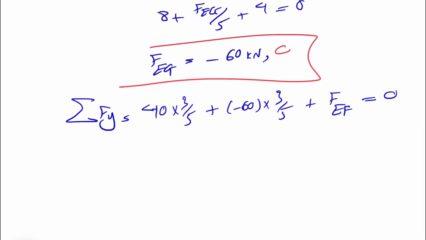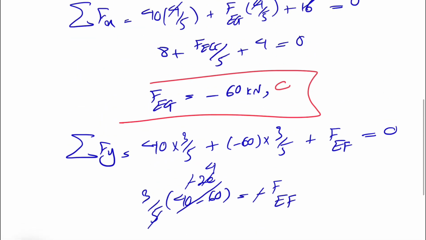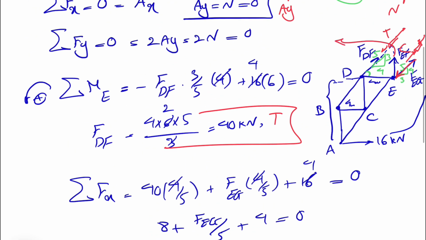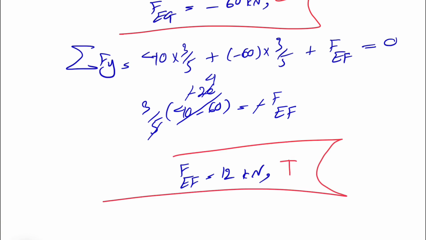And let's see what we're getting here. So we have 40 minus 60. If we factor 3 over 5 in here, we have 40 minus 60 is equal to minus FEF. So this will be minus 20. We can cancel out the negative sign, and 20 and 5. 20 divided by 5 will be 4, and FEF would be 12 kilonewtons. Now let's see if the member is in tension or compression. So we didn't get any negative sign, so that's actually the correct direction. So the member, I'm going to show it in here, the member there would be in tension as well. So yeah, that would be the final answer for this question.